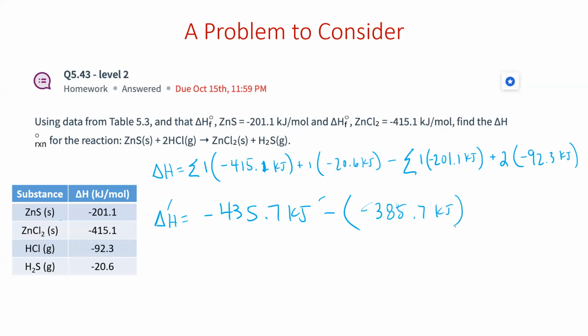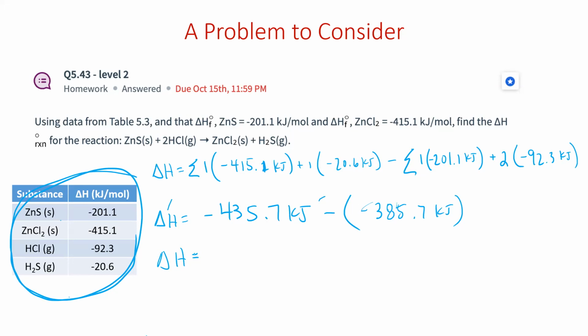385.7 kilojoules. So on the test for these types of questions, are you going to give us the delta H or do we have to memorize them? I would give you the delta H values because there are hundreds of them. You can't memorize all the delta H values, yeah.